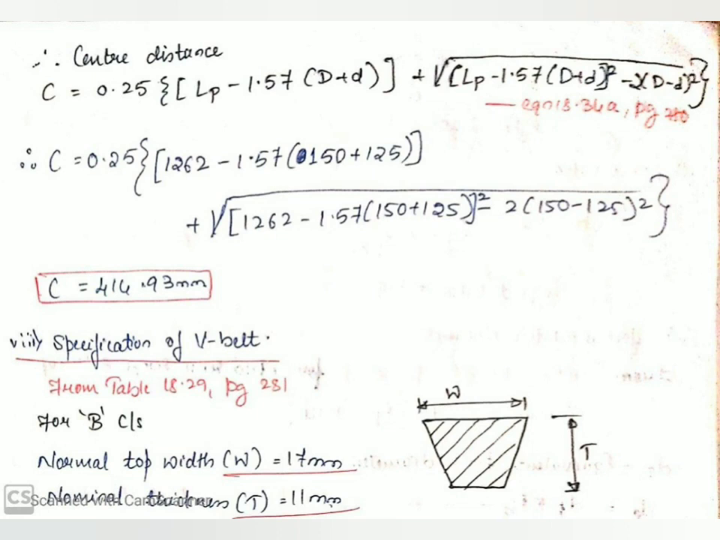At last we'll find the specification of the V belt, that is the cross section of the V belt. As shown in the figure, we need to find what W and T are. To determine this, we'll use table 18.29, page 281. For B cross section, the nominal top width W is 17 mm and the nominal thickness T is 11 mm.